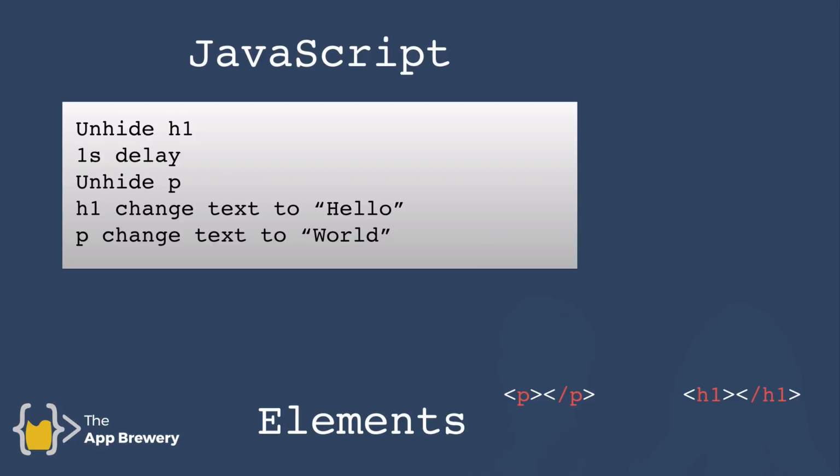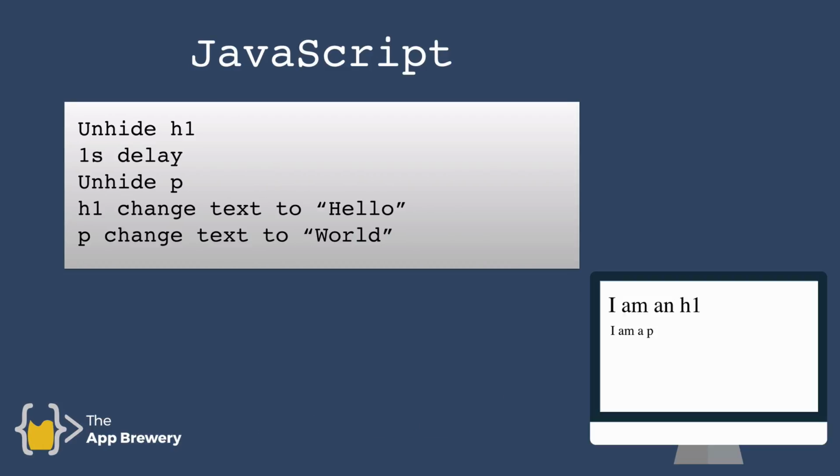First, unhide H1, then after a 1 second delay, unhide the paragraph tag. Then the H1 should change its text to the word hello, and the paragraph tag should change its text to the word world. So let's give that a go. There we go. In this case, we're using our JavaScript to tell our elements what they should do, and this is how scripting languages work.